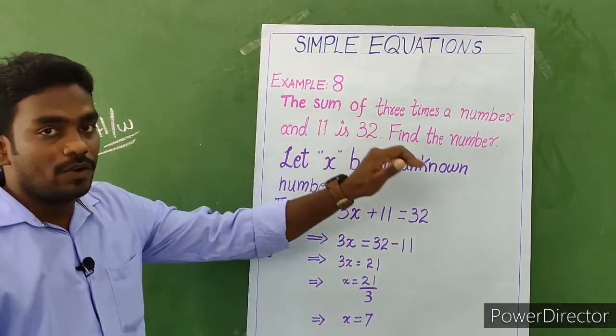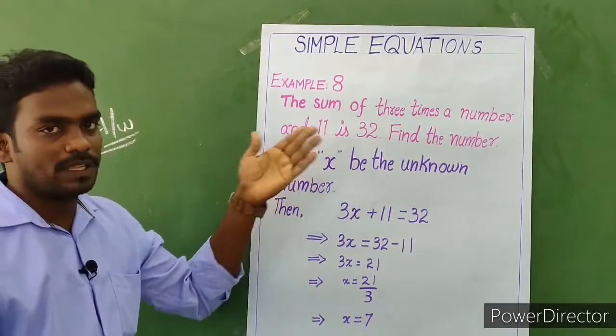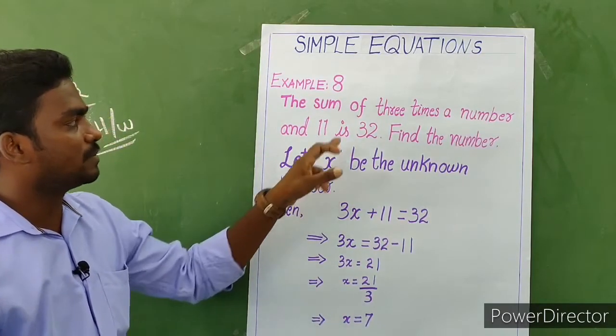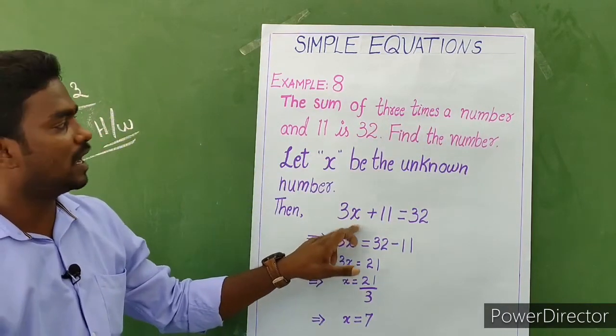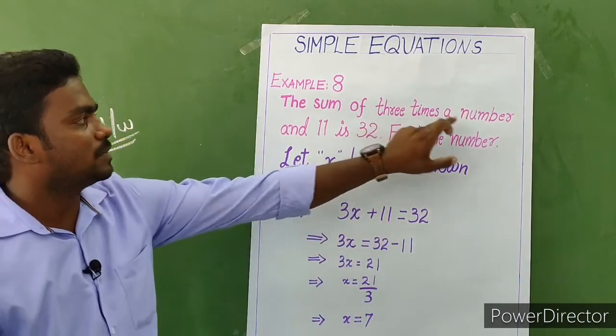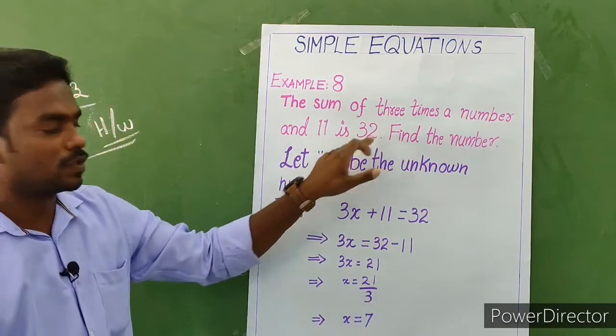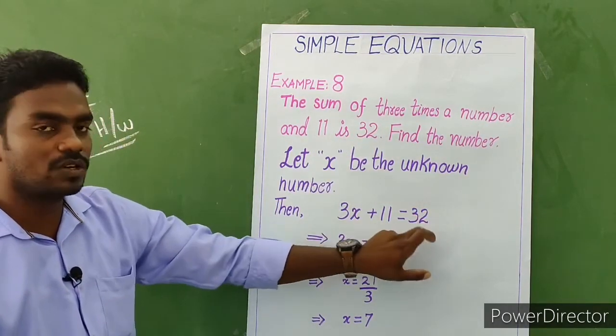Let x be the unknown number. Choose the variable x to be the unknown number. This x is multiplied by 3, because it is 3 times a number. So x is multiplied by 3 and added to 11, and the result is 32. So 3x plus 11 is equal to 32.